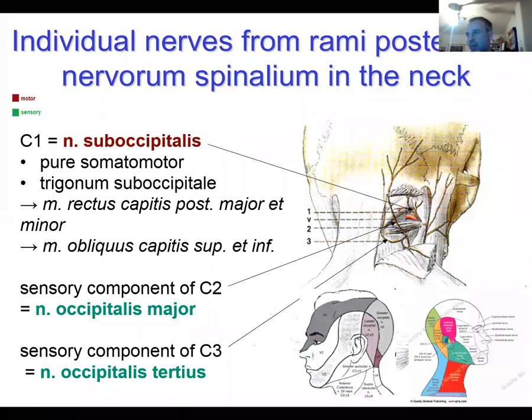And we can see how the greater occipital nerve is large. It runs here on the posterior aspect of the skull, and we can see that it supplies quite large area, as high as the interauricular line. Then the tertiary occipital nerve supplies a small area at the nape of the neck only. So you can see the difference between C2 and C3.